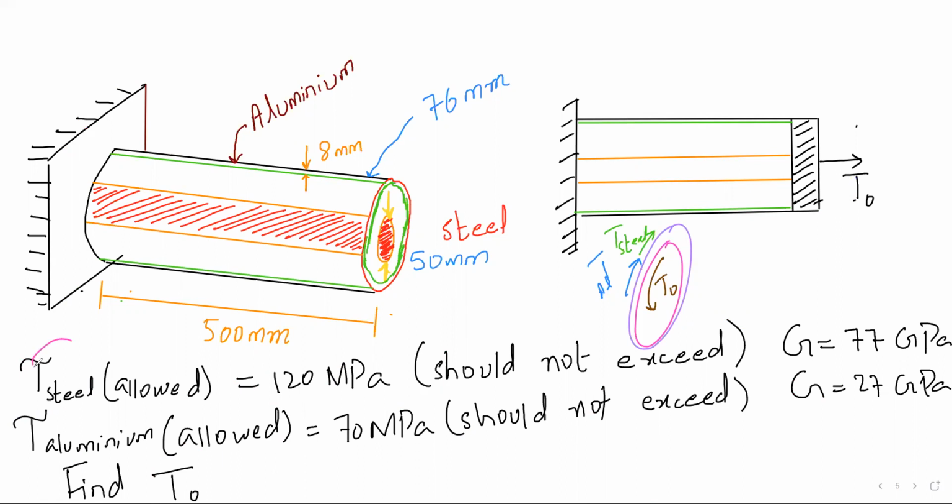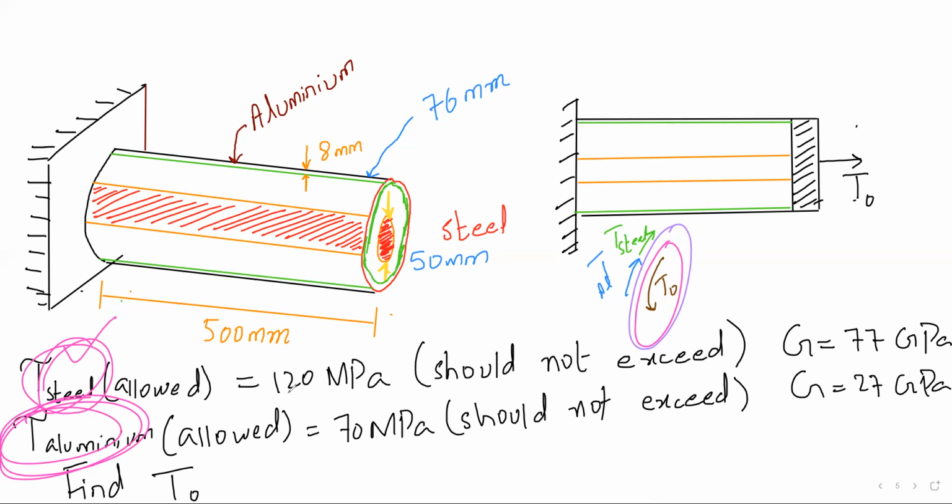We will use this shear stress value of 120 to find the torque of steel. Then from that torque of steel, I will find the torque of aluminium. Then I will use that torque of aluminium to double check whether I am exceeding the allowed shear stress value, that is 70. If I am not, then I will be happy that the T steel value that I first found is good, and the T aluminium that I have got is also good because it is producing a shear stress within the allowable limit. Then I will add them together and that gives me T naught.